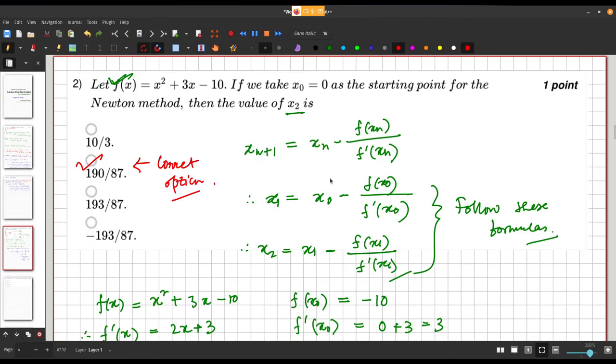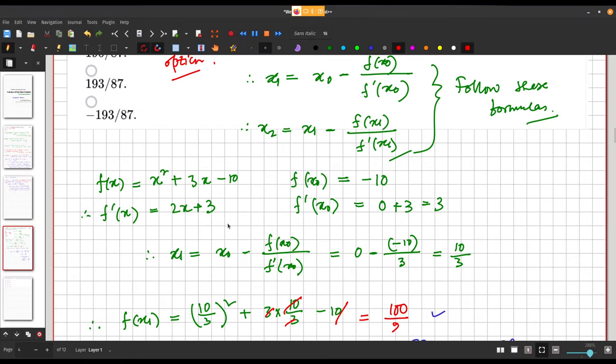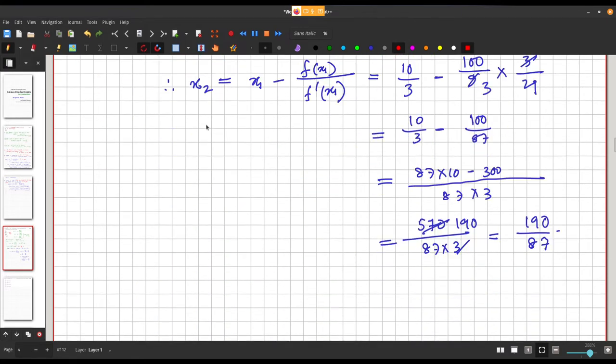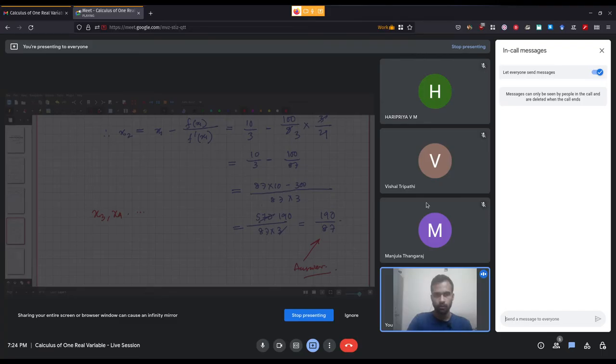Okay, so you just have to follow this general formula, get the derivative of the function that we are given, evaluate the function and its derivative at that point, and then iterate a few times to get to the second iteration. You can simply calculate the third and fourth iterations with the same logic, so x3, x4 you can also calculate. So this is the answer for question number 2. If you have any questions, you can ask now. Otherwise, I'll move to the next problem.